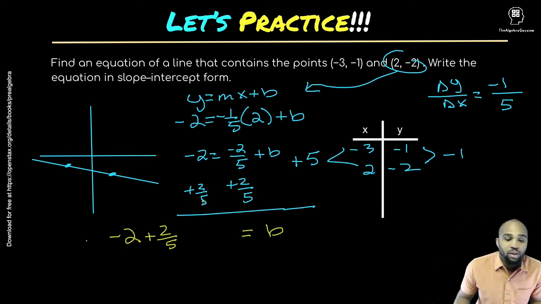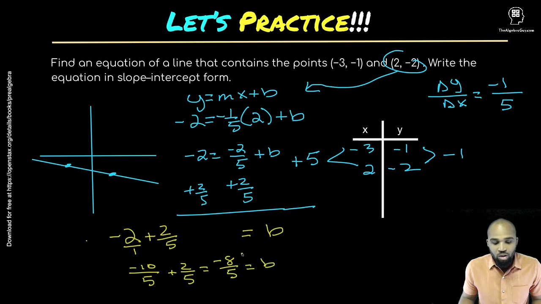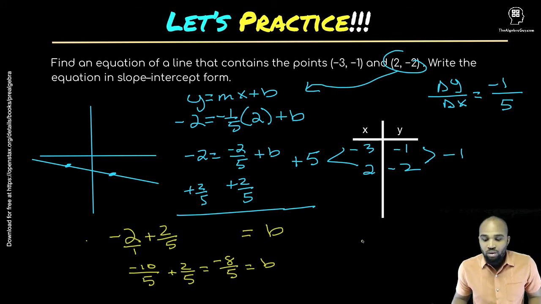Just punch it in the calculator, but if you know how to add and subtract fractions, let's do it. We need to get the same denominator. Right now, this -2 is understood to have a 1 on the bottom, but they need to have the same denominator. So I'm going to multiply the top and bottom here by 5. This gives me -10 over 5 plus 2 over 5. Well, what does that equal? -10 plus 2 is -8 over 5. So now I know my b is -8/5. That gives me my equation, because now I know the slope and the y-intercept. So the slope is -1/5 x, and my y-intercept is -8/5.